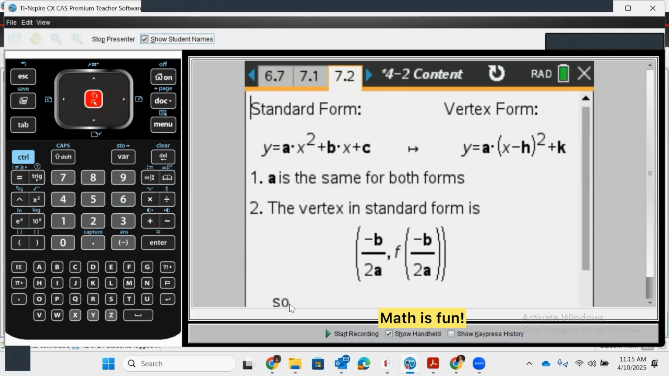All right, so make sure that your foldable, remember, shows you the standard form, the vertex form, and the intercept form. We don't usually use the intercept form that much.